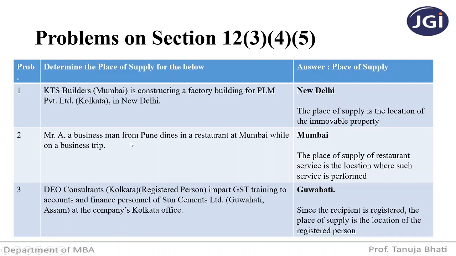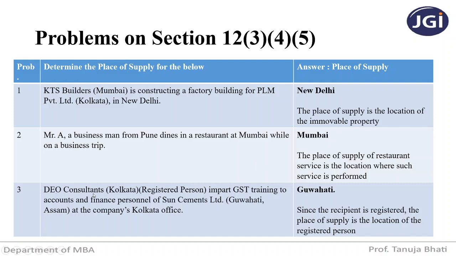Mr. A, a businessman from Pune, dines in a restaurant. Dines in a restaurant means goes for dinner in a restaurant at Mumbai while on a business trip. Now, when he is taking restaurant services, it is a service and not goods. So what is the place of supply in this case? Again we have to use section 12 subsection 4. So the place of supply is Mumbai. The place of supply of restaurant services is the location where such services are performed. So where the restaurant is, where the service is given to you, that will be the place of supply. So it is Mumbai.